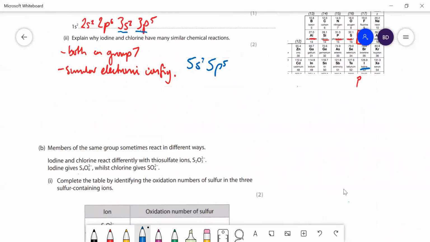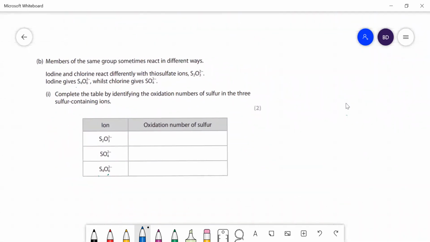Okay. Members of the same group sometimes react in different ways. Iodine and chlorine react differently with thiosulfate ions. Iodine gives this, called the tetrathionate ion, whereas chlorine gives the sulfate ion. Complete the oxidation numbers of the 3 sulfur-containing ions. So we're going to use this little equation. The sum of the oxidation numbers is equal to the charge on a species. And we know oxygen has got a fixed oxidation number in nearly all of its compounds, of -2. And so sulfur is going to be variable here.